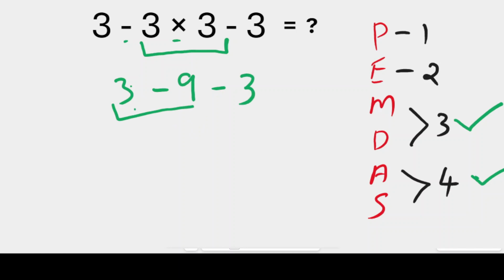3 minus 9, we will get minus 6. Minus 6 minus 3, we will get minus 9. So minus 9 is the right answer here.